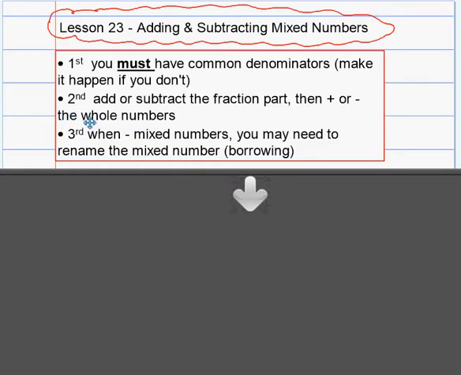The second step would be to add or subtract the fraction part, then add or subtract the whole numbers. And third, when you have mixed numbers and you're subtracting, you may need to rename the mixed number so that you can borrow to have enough of the fractional parts to subtract. And we'll do an example like that.